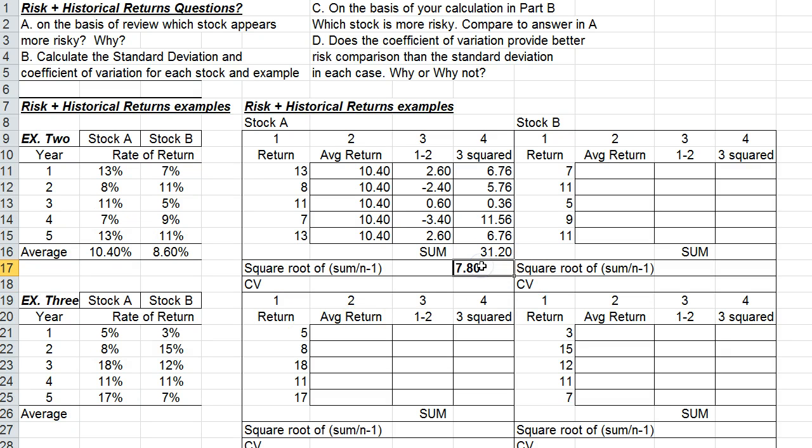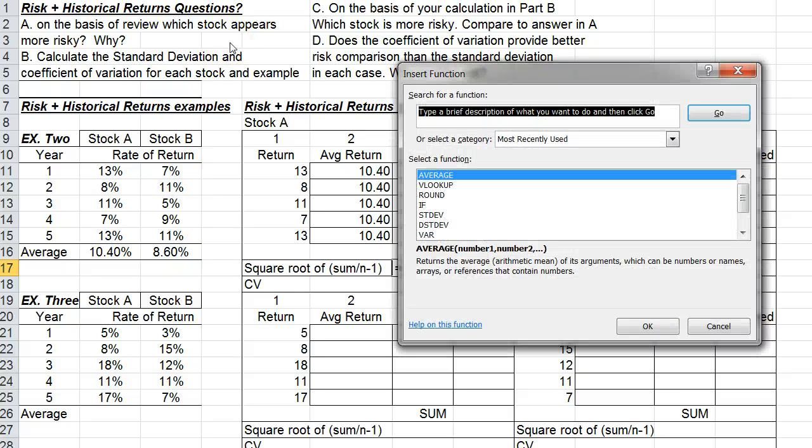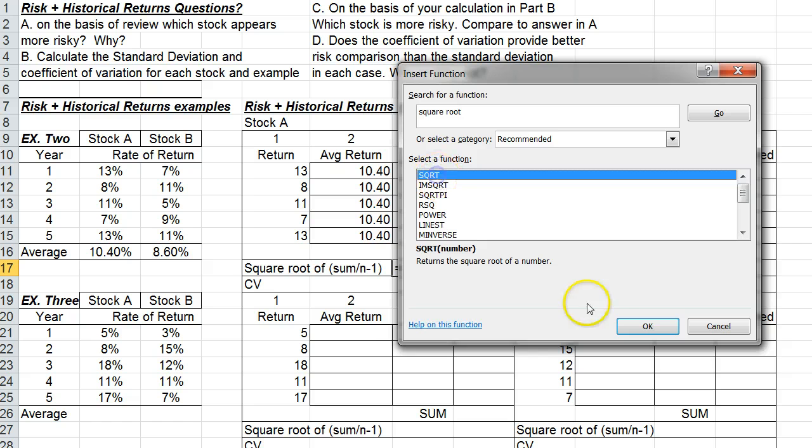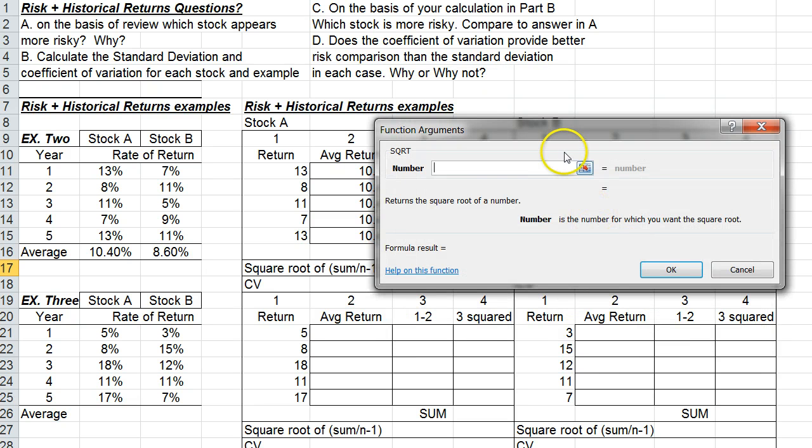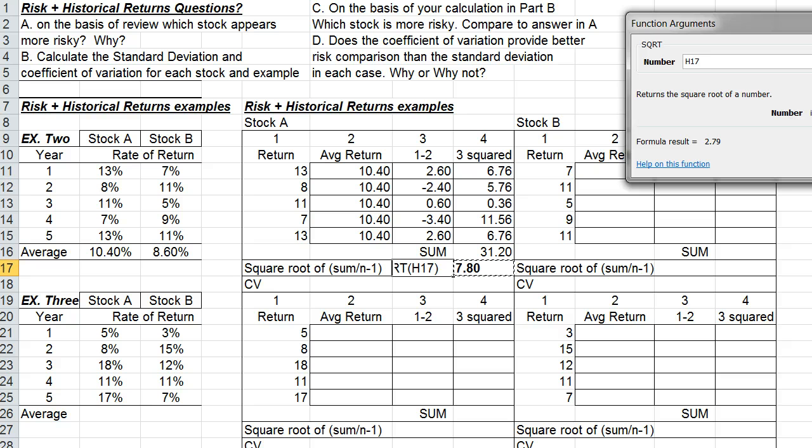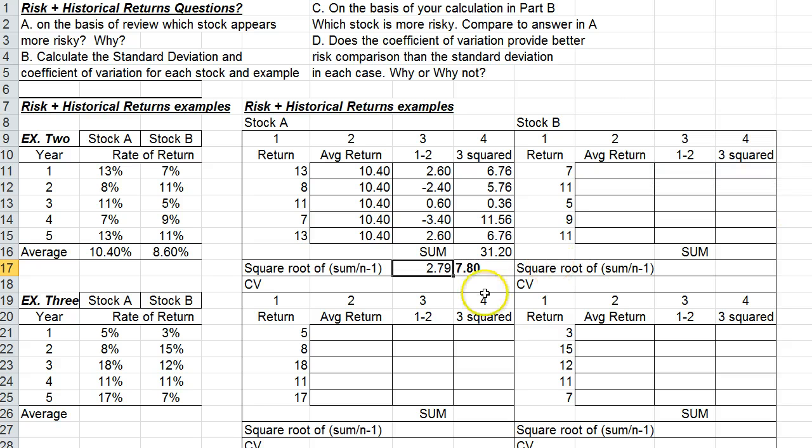Okay. So to get the standard deviation, though, I'm going to have to find the square root. So I'm going to look for the function for that, square root. Here we go. And I'm just going to get the square root of this number. Okay, so my standard deviation is going to be 2.79 for stock A.